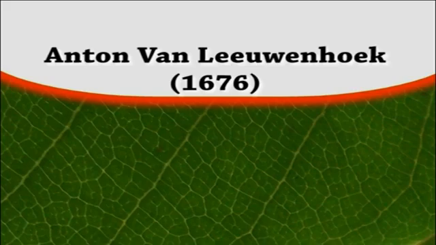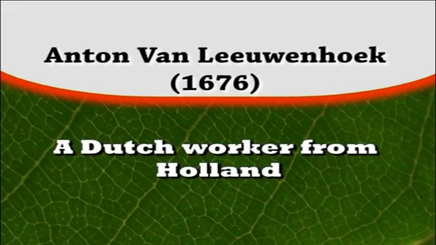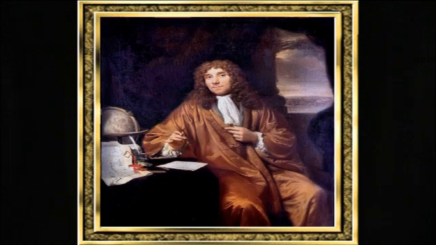Next is Anton van Leeuwenhoek, 1676. A Dutch worker from Holland, he invented the first simple microscope with home ground lenses between two metal plates. He described different types of protozoa and bacteria as little animalcules. All unicellular microorganisms were first recorded by him.